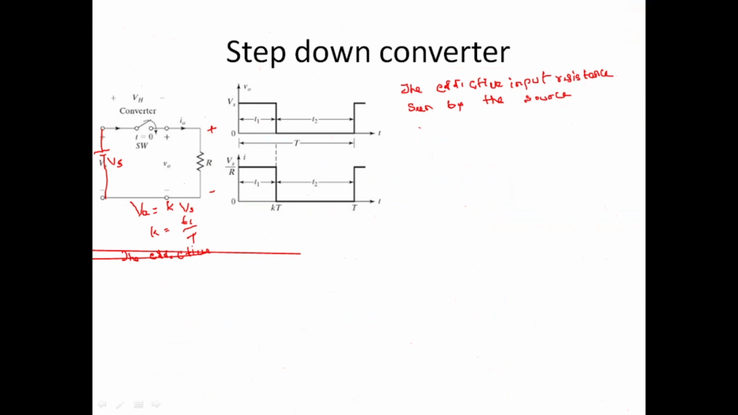We'll use the term Ri. This is the resistance of these circuits. What is the effective resistance of this source, if you see from this end, seen from the source, or seen by the source? So that we need to calculate.